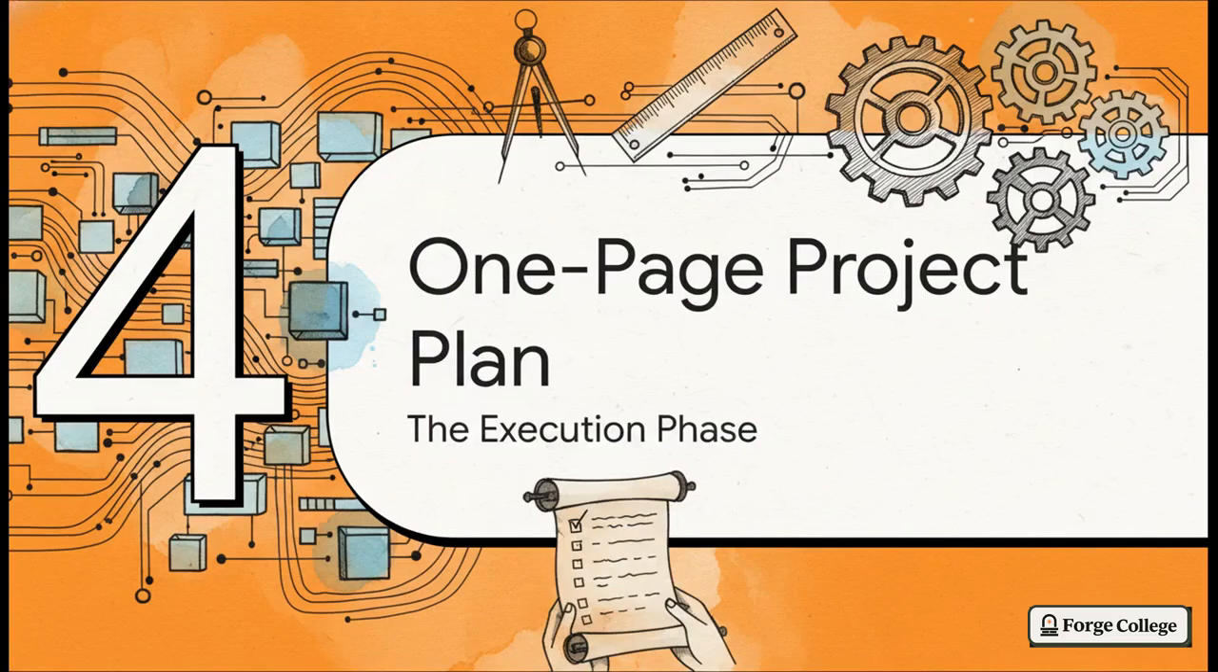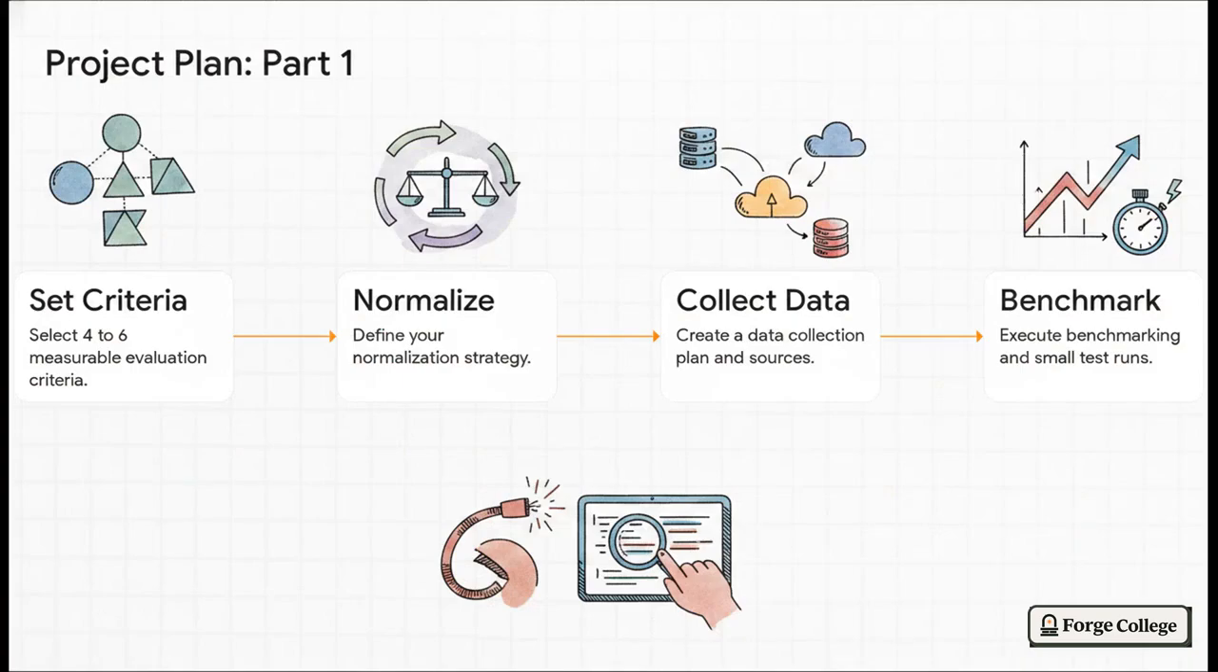Moving on to Section 4, the one-page project plan. Now we're in the execution phase. As you know, Forge College learning programs consistently emphasize structured, auditable workflows. The first half of our 7-step process focuses heavily on defining your strategies and actually confirming that they work in the real world. Step 1, finalize your criteria.